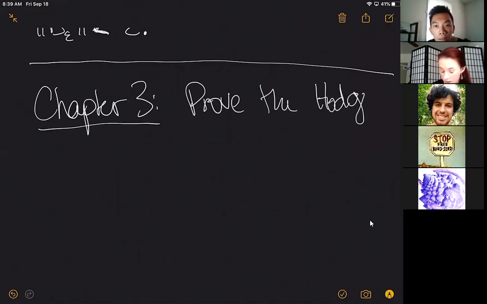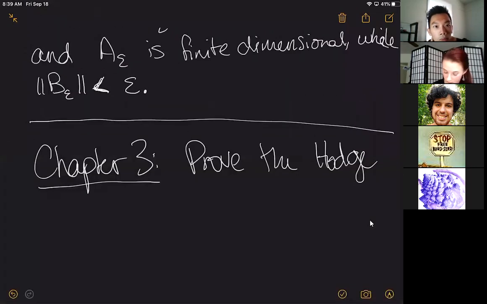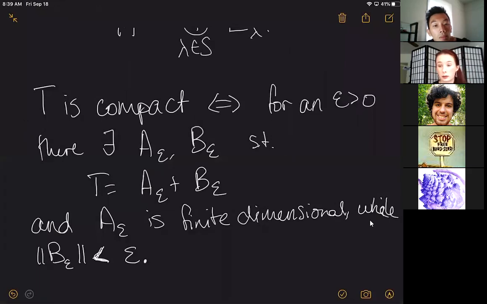Emily, what do you mean by A epsilon to be finite dimensional? Like, what does it mean by an operator to be finite dimensional? So this is a linear operator of Hilbert spaces, of an infinite dimensional Hilbert space in this case. But it means that the basis for the image of your operator is finite dimensional. Okay, yeah.